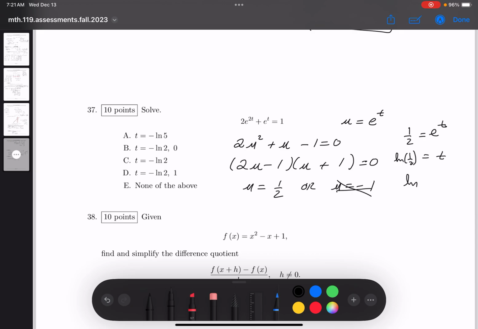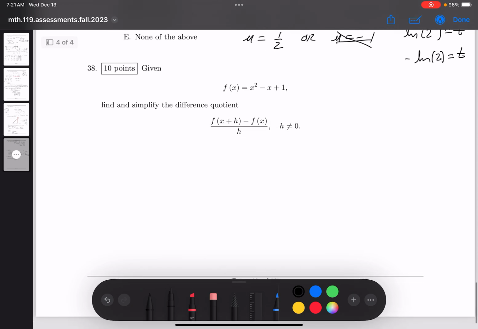This same thing is natural log of 2 to the minus 1, t. Pull the minus 1 down, you get minus the natural log of 2 would be equal to t. Is that answer being listed for me? It is. It's answer C.